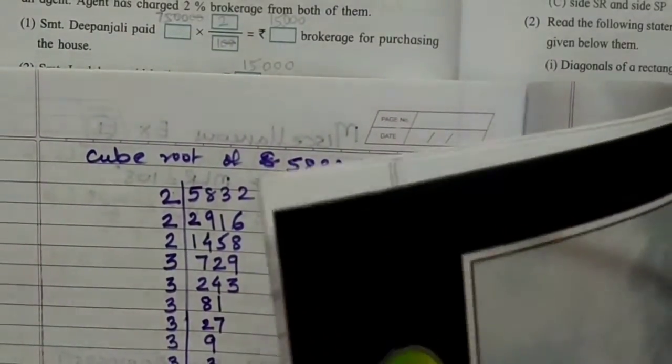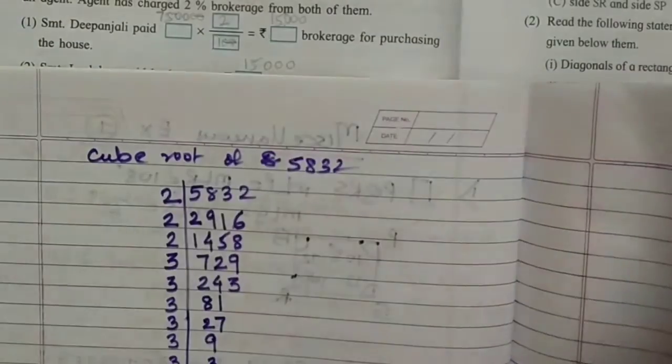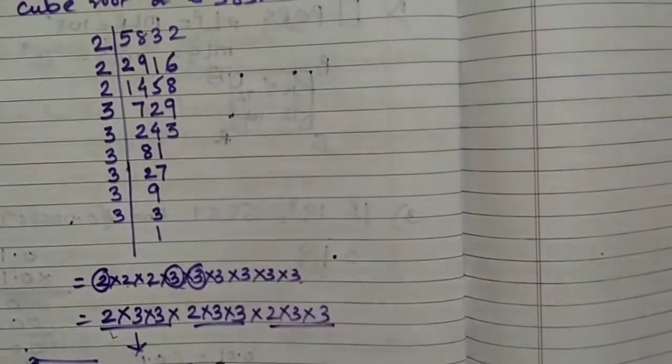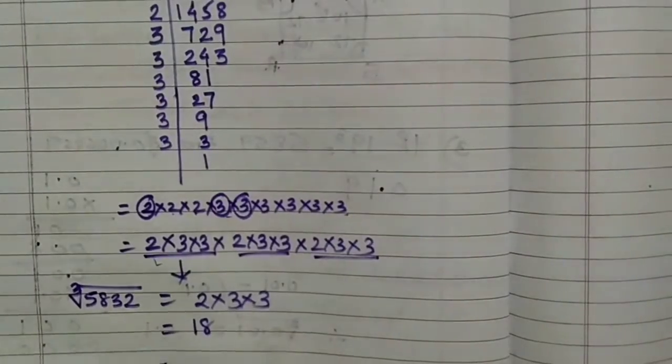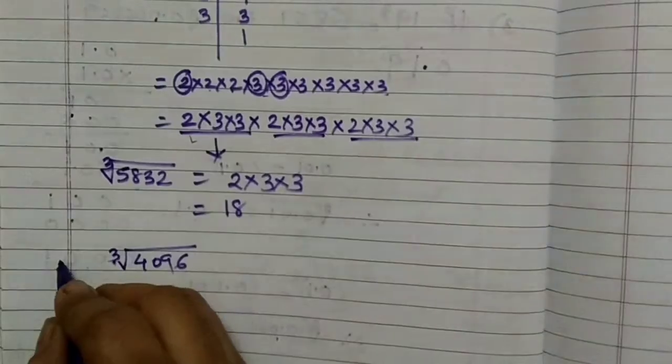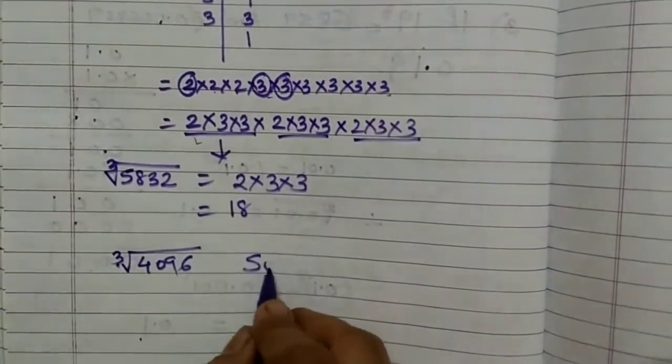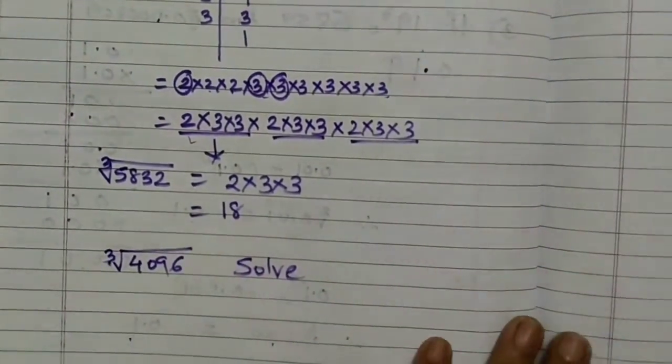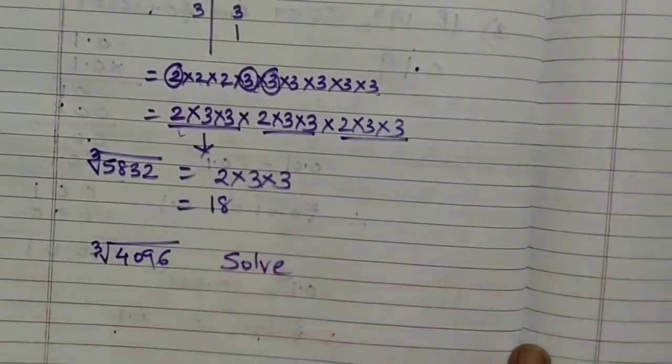The next sum, that is the cube root of 4096, you will do on your own. Solve it and send the answer after solving it. Okay, then let us see the next sum.